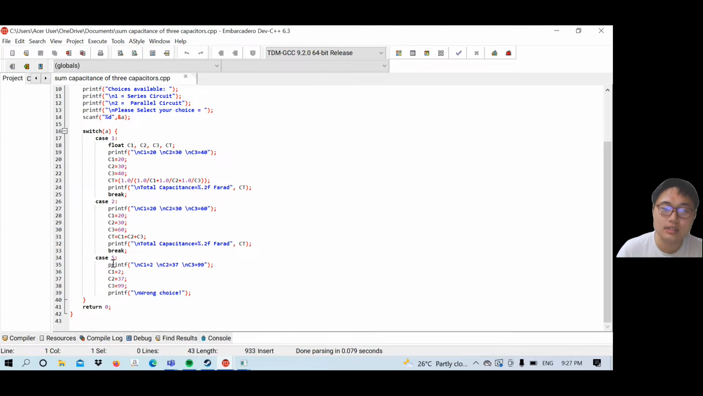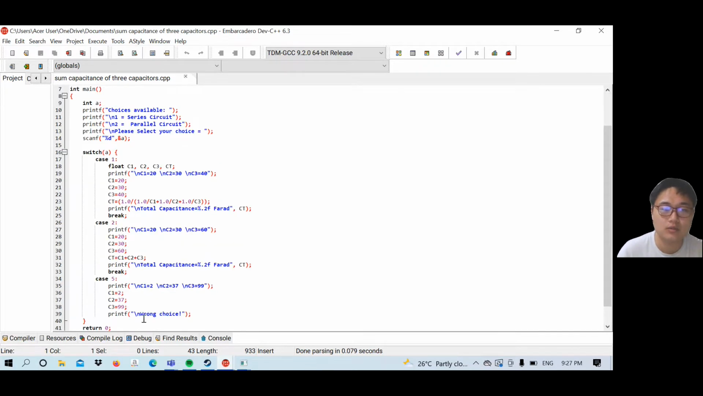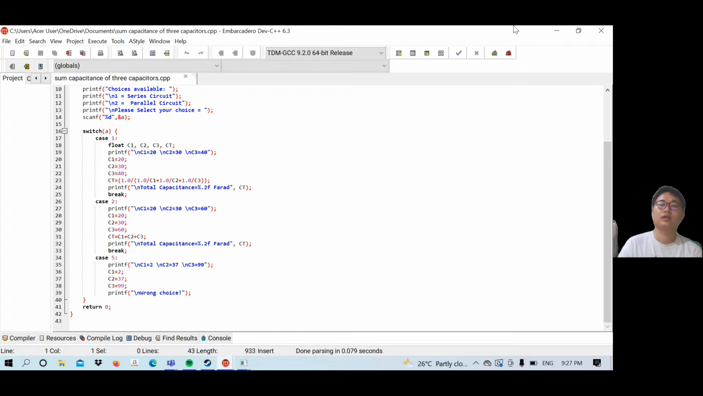Case 5 does not need any division or addition because this is a wrong choice output. I still need to type the values of the 3 capacitors for display and purely calculation, so I don't need to do the working steps. Now the next step is compile and run.